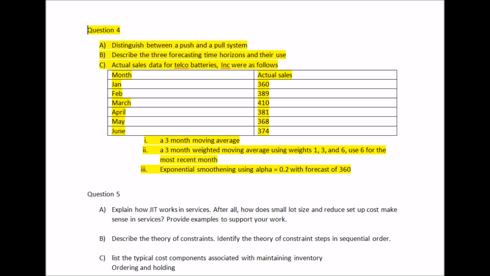Now 4B, describe the three forecasting horizons and their use. The first one is long range, so what are the other two? Short range is one, and the other one is medium range, that's pretty hard, that one. So what are their uses? What's the use of a long range forecast? If you're a business making stuff, what would you be planning to do in 5 years' time?